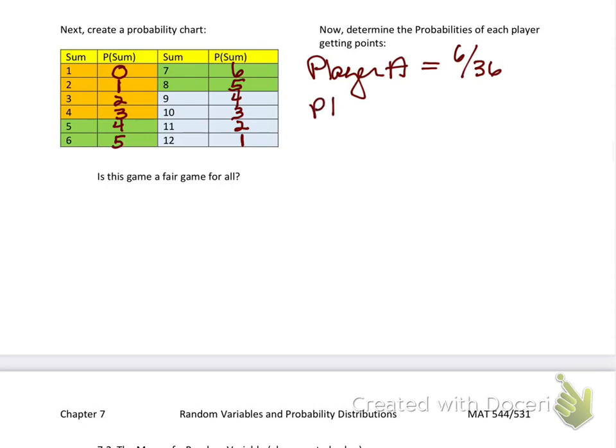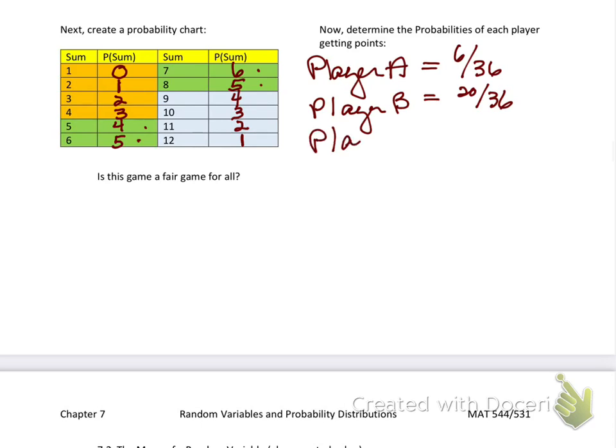What about player B? Player B gets a point if the sum is 5, 6, 7, or 8. So 5, 6, 7, and 8. So add those all up. This is the best deal yet. So that's 10, and another 10 is 20. So that happens 20 out of 36 times. He or she's going to get a point.